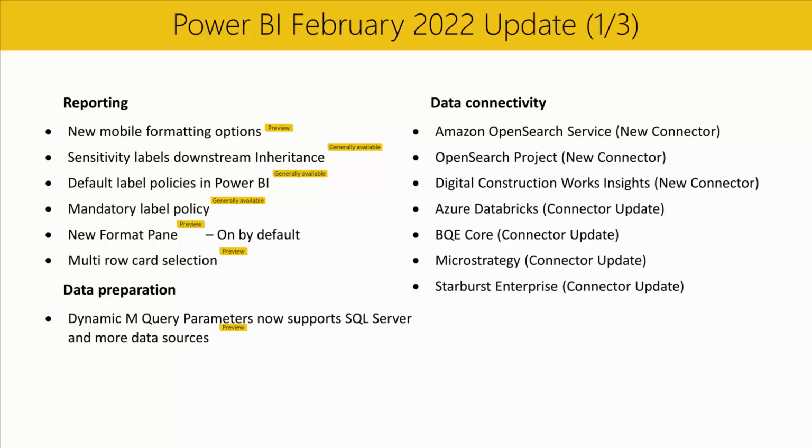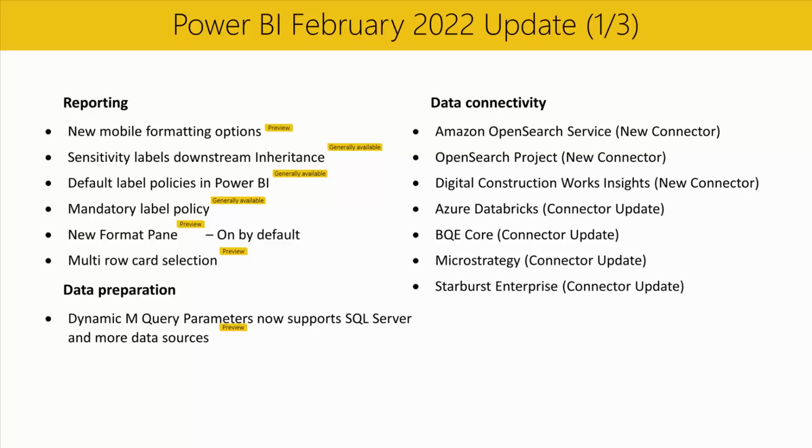Next, default label policies in Power BI is now generally available. Default label policies enable you to define a baseline level of protection to be applied to Power BI files and to artifacts in the Power BI service. This capability is now generally available. Default labeling applies when a user creates a new file in Power BI Desktop or a new dataset or report in the Power BI service. The default label is set automatically on the new file or artifact without interfering with the user's workflow.